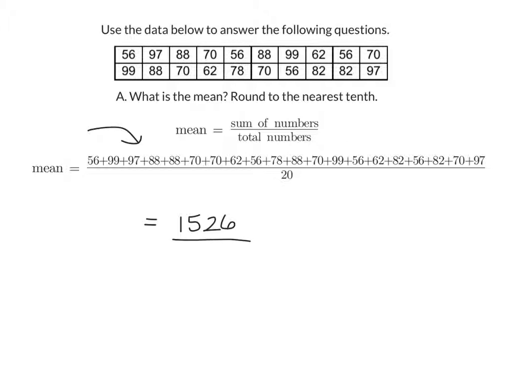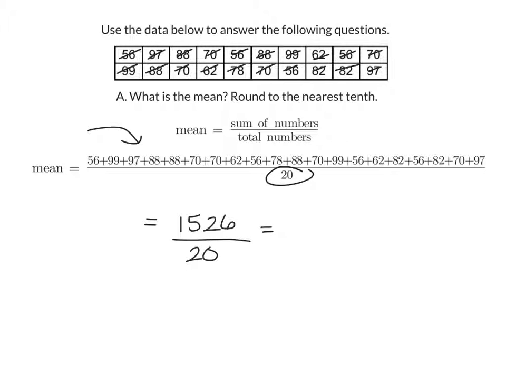So we'll just count the number of values in the set. 1, 2, 3, 4, 5, 6, 7, 8, 9, 10, 11, 12, 13, 14, 15, 16, 17, 18, 19, 20. So we have 20 values in the set. So our denominator is 20.